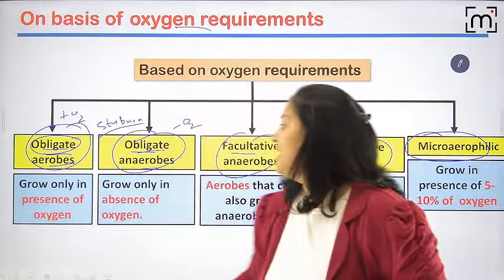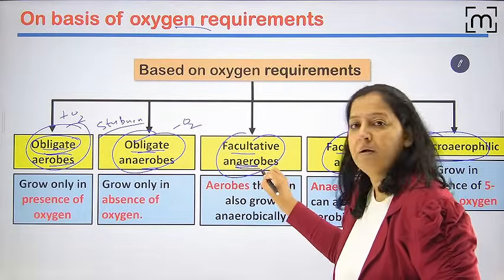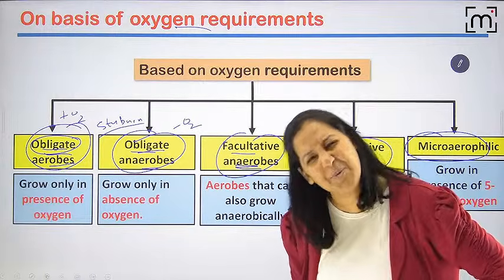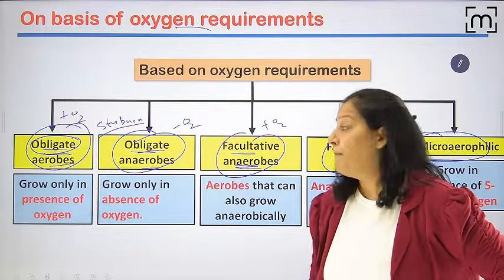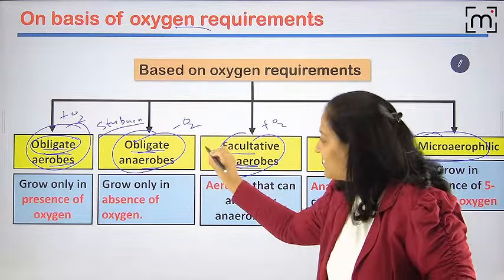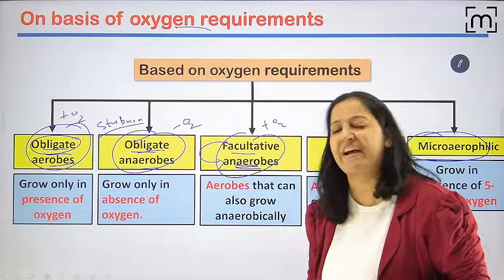Now please understand, the facultative anaerobes are actually aerobes. They like to be aerobe. They like the presence of oxygen. They are actually aerobe, but if you don't give them oxygen, they adjust anaerobically. That's why they are known as facultative anaerobe.